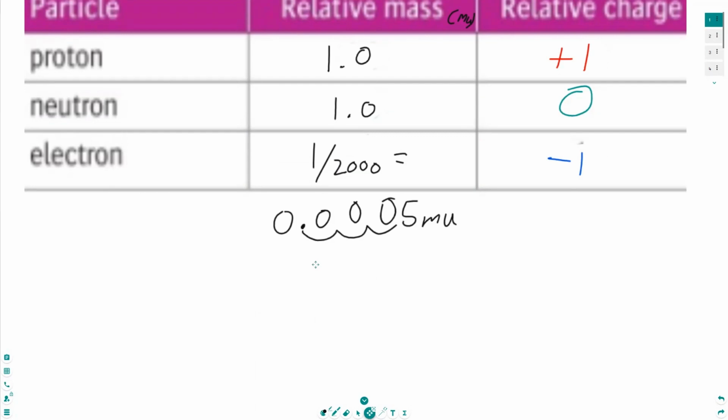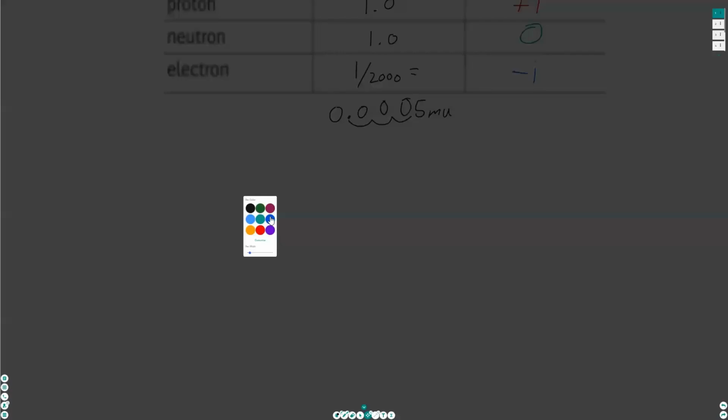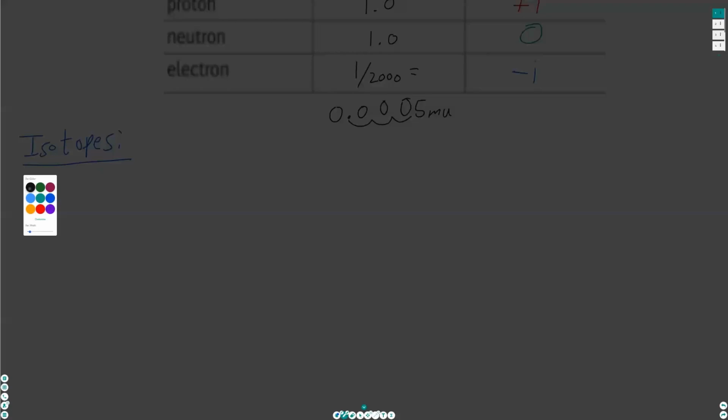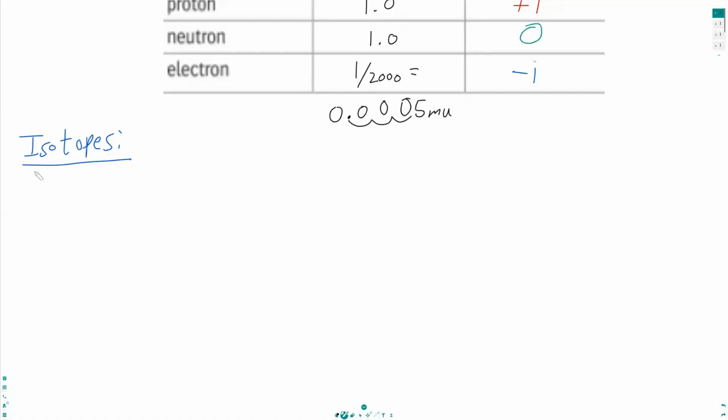So now we're going to talk about isotopes. Isotopes are one of the many key definitions that you need to know. There are lots of key definitions in chemistry that you need to know. So isotopes are basically the atoms of the same element, but they have a few different features.